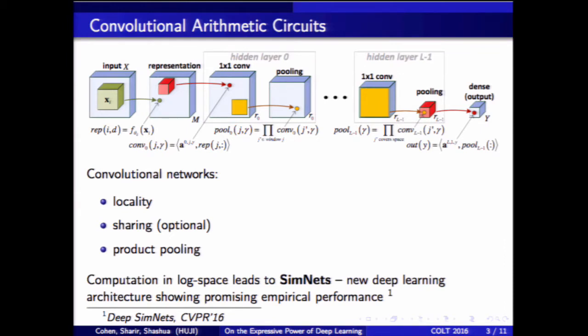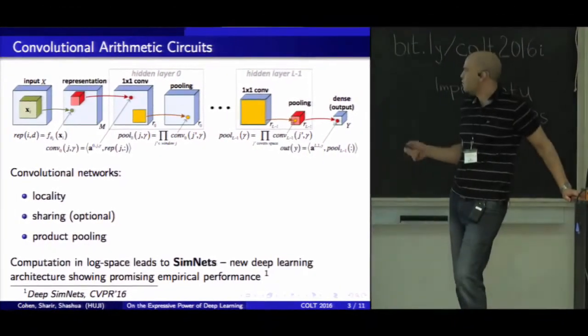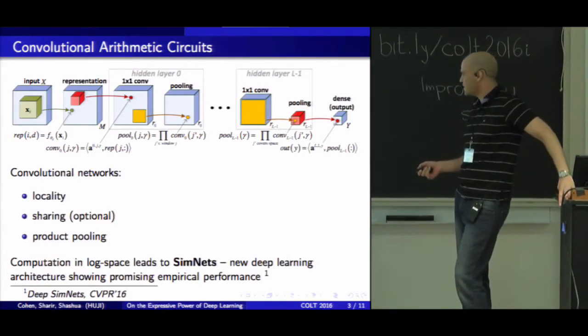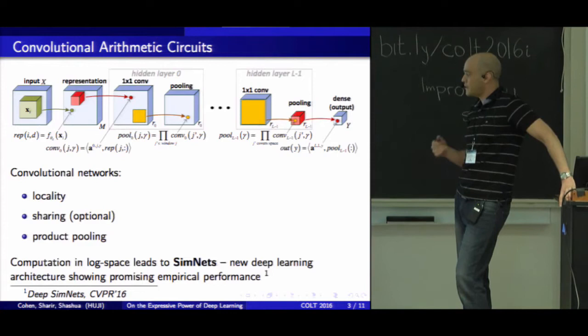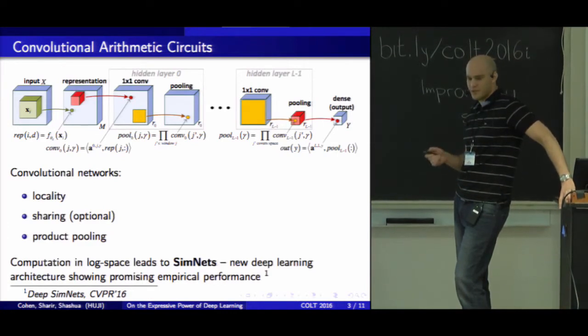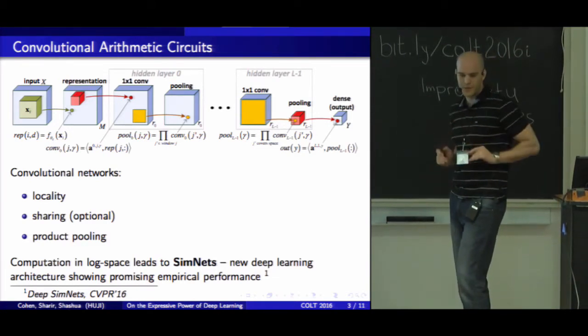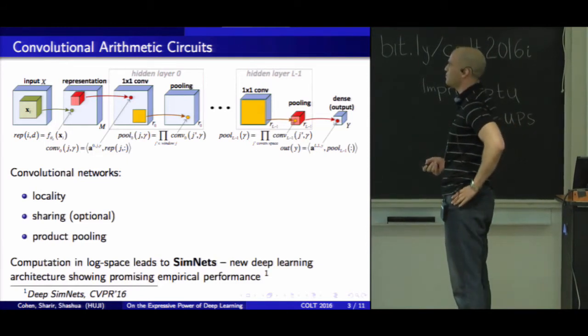So it's a convolutional network in the sense of locality, weight sharing, and pooling. The difference between this and the most common type of convolutional networks is that there is no pointwise activation, and the nonlinearity comes from pooling. So it's an arithmetic circuit. Now you may ask, this is not the thing that works in practice, but actually this is equivalent to SimNets, which is a new deep learning architecture that is showing promising results on visual recognition benchmarks, and it will be presented next week in CVPR. And at the end of the talk, I'll also say something about convolutional networks that are just the ones that people use with ReLU activation.